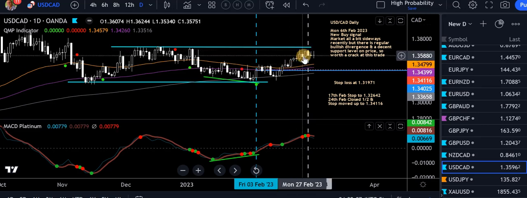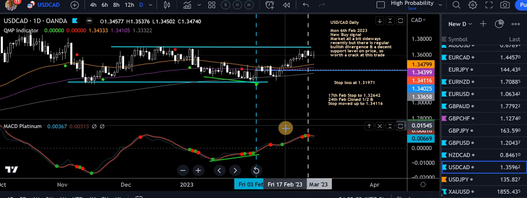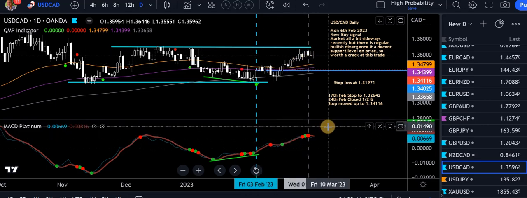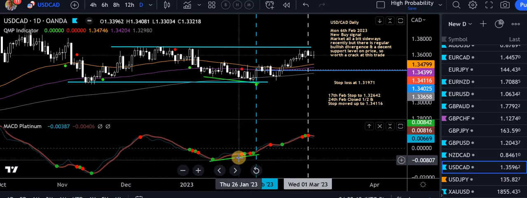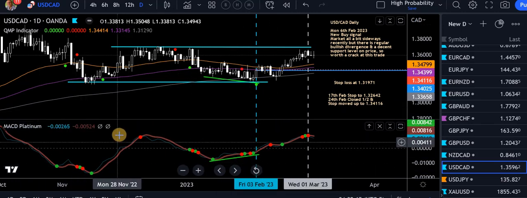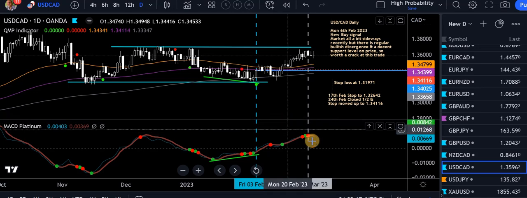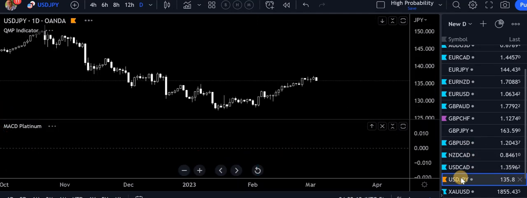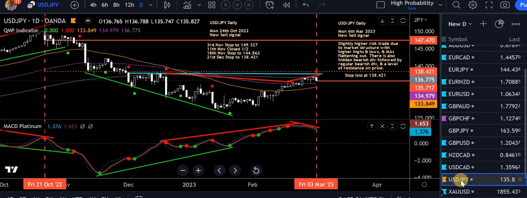resistance level here, and MACD platinum's above the zero level for a fair while. So that's all. Remember, the MACD platinum always oscillates around the zero level, always comes back to the zero level eventually. And the new trade for Monday, USD Japanese yen.